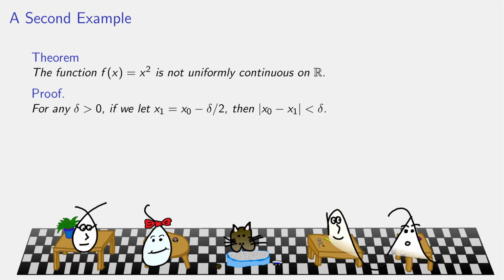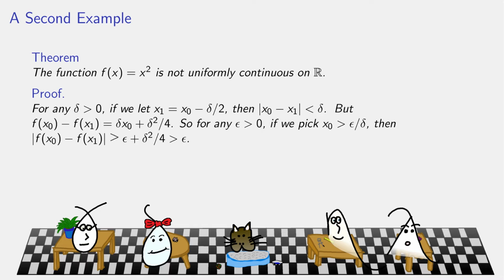I'm just observing that no matter what delta we happen to choose later on, if I pick x1 to be equal to x0 minus half delta, then certainly the distance between them is less than delta. It's half delta. But if I plug these two values into f, f of x0 is x0 squared, f of x1 is x1 squared, but x1 was specifically x0 minus delta over 2. If you work through the arithmetic, the difference between f of x0 and f of x1 will be exactly delta x0 plus delta squared over 4.